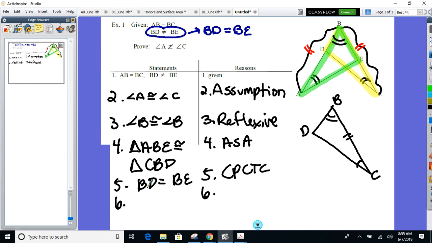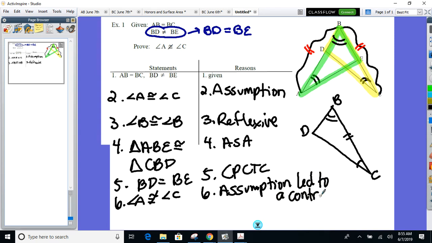So is this assumption true or false? So if that's false, what's got to be true? Angle A not equal to angle C. And how did we end these? Assumption led to contradiction.